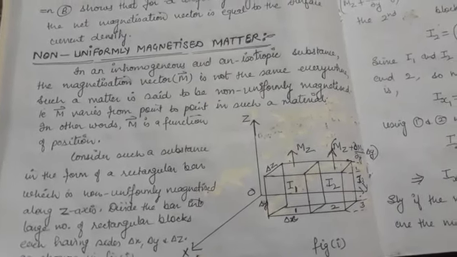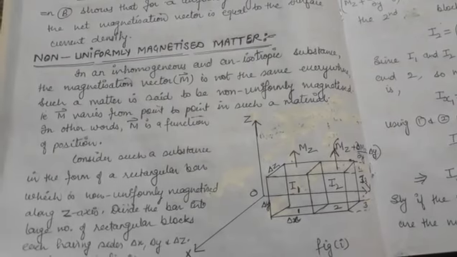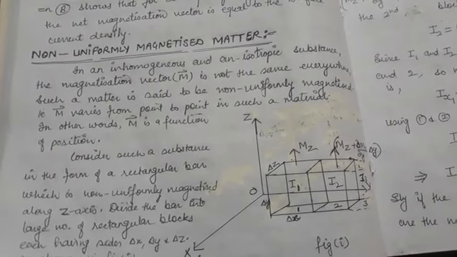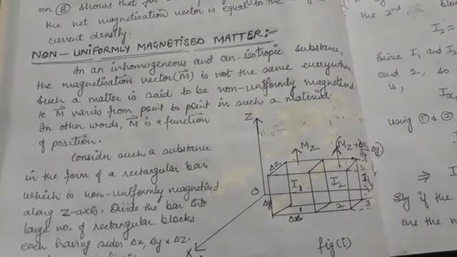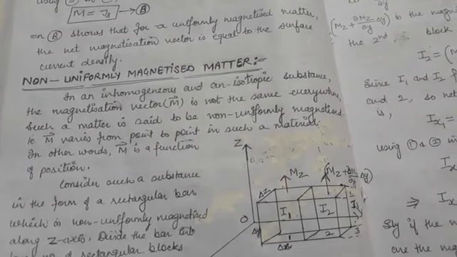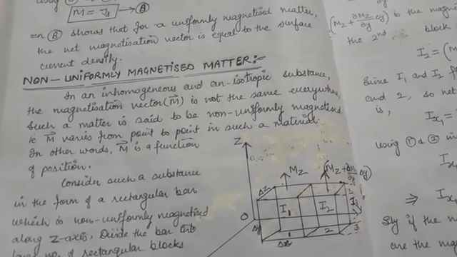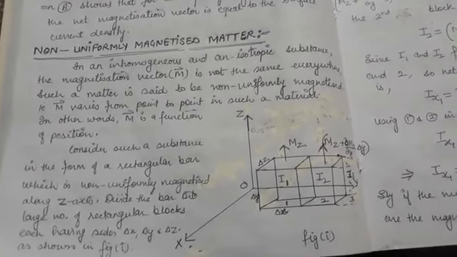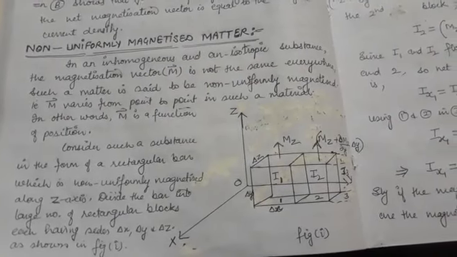In my last video, I shared with you a uniformly magnetized matter and how we proved that the magnetization vector M is equal to the surface current density Js. Now we will talk of non-uniformly magnetized matter.